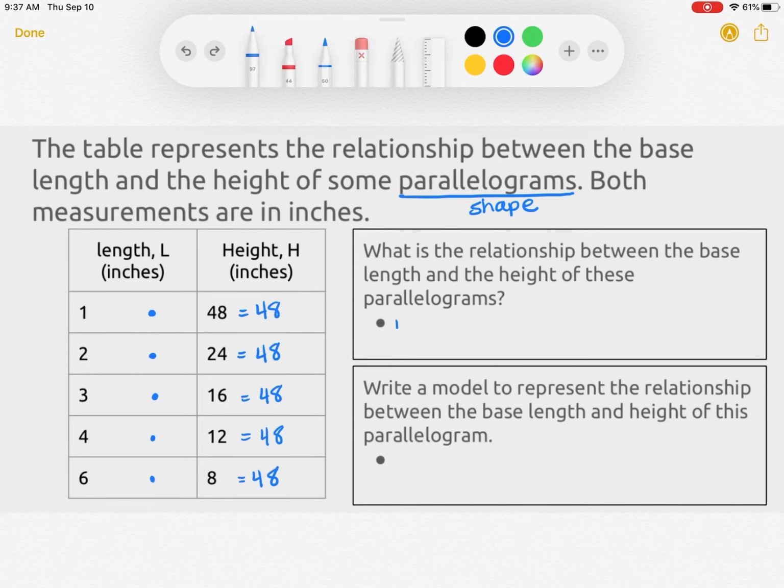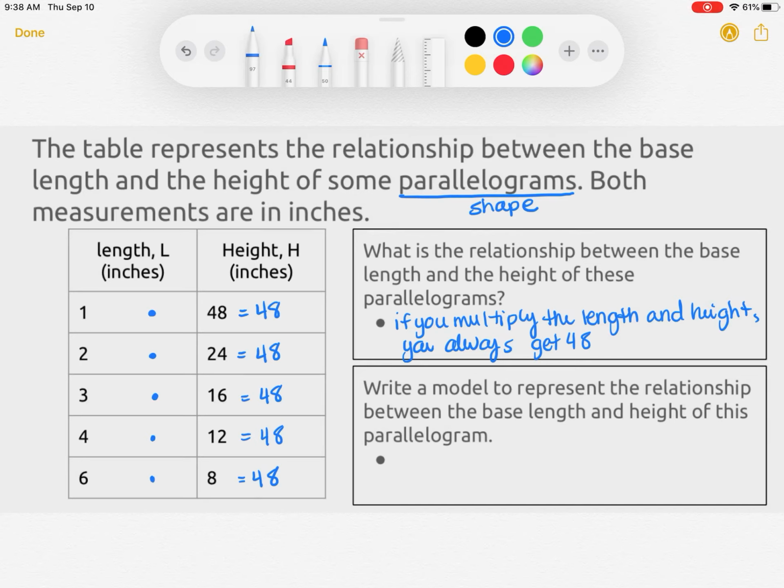The length, if you multiply the length and height, you always get 48. And of course, depending on the table, it could be different. It could be that you add each row and you always get the same number, or that you subtract each row and always get the same number. So there's different things that could happen.